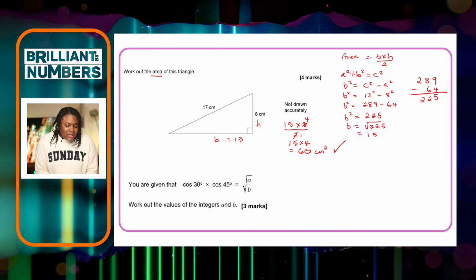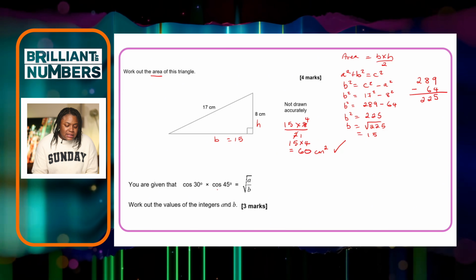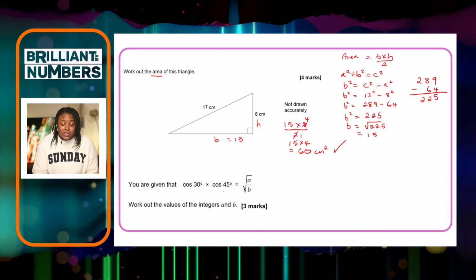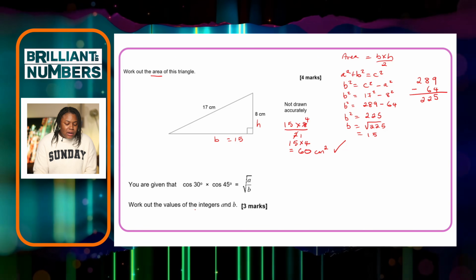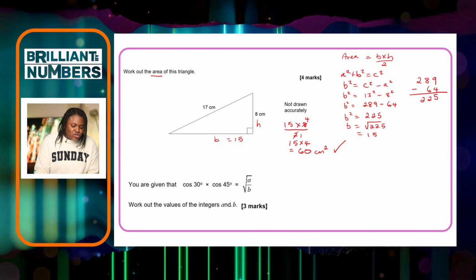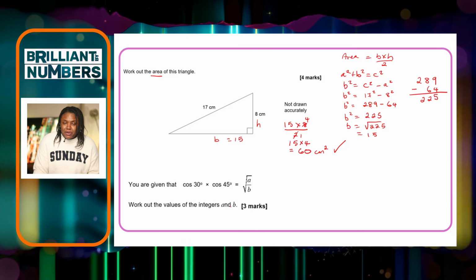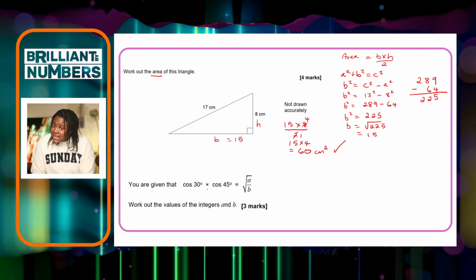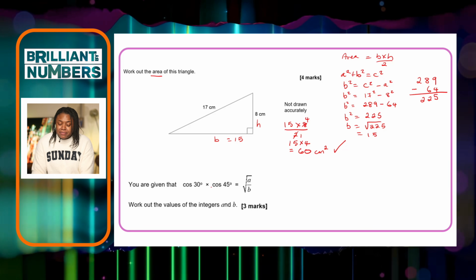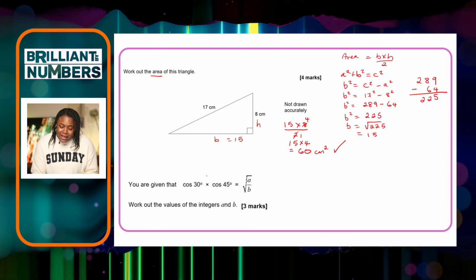Beautiful. So the next question, we are given that cos 30 multiplied by cos 45 is root A over B. Work out the values of the integers. It should be A and B, however there is a typo from the past paper. I need to use my exact trigonometric values because this is a non-calculator paper. So let me help you here.